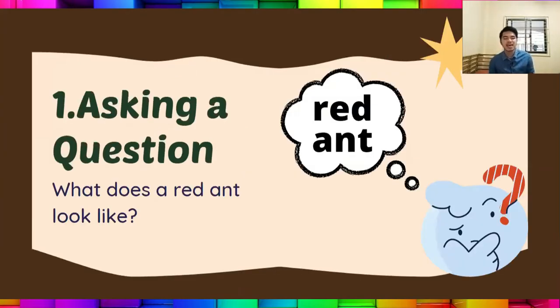Okay, let's discuss first asking a question. For example, what does a red ant look like? As you can see here, you show that you are curious about something, or you want to learn about something. And you can show it by asking a question.